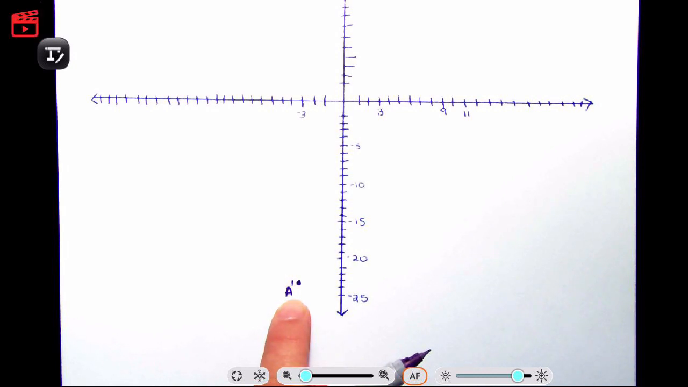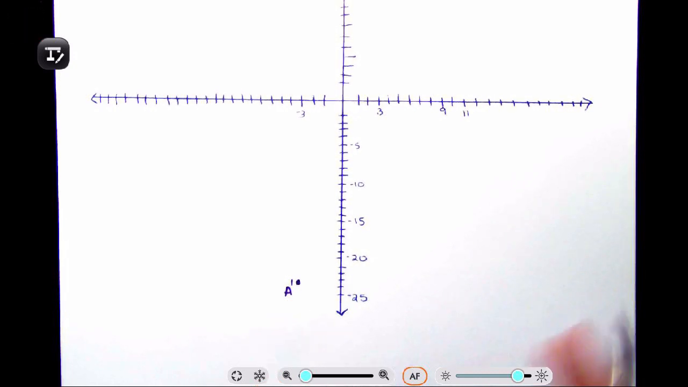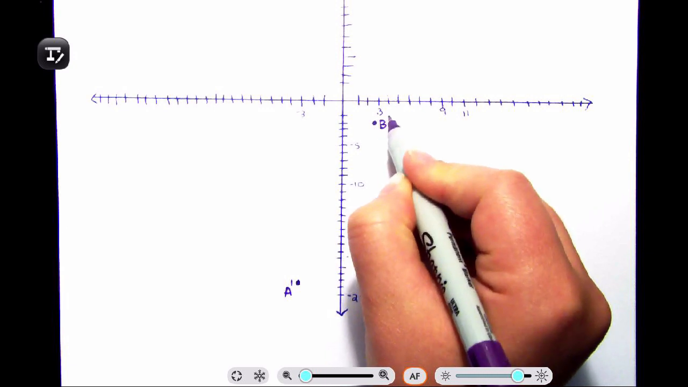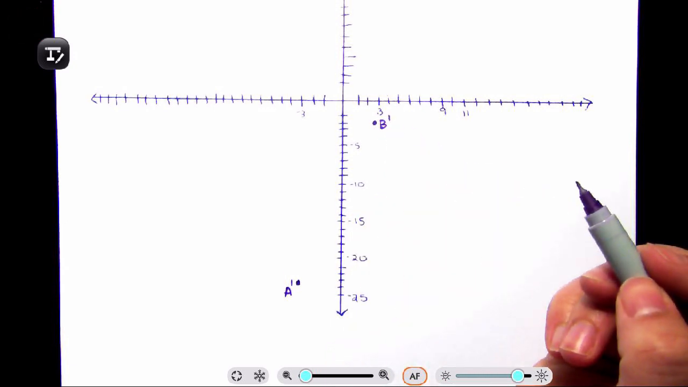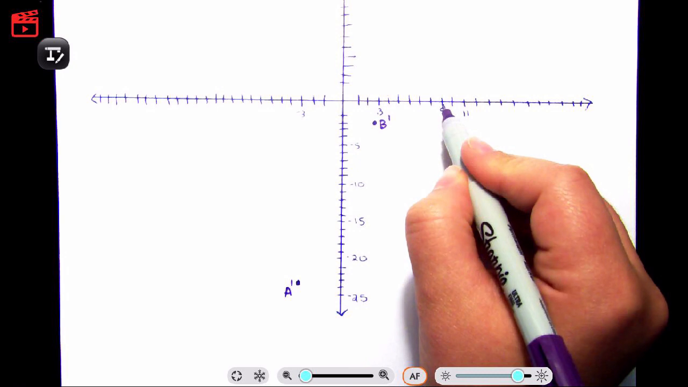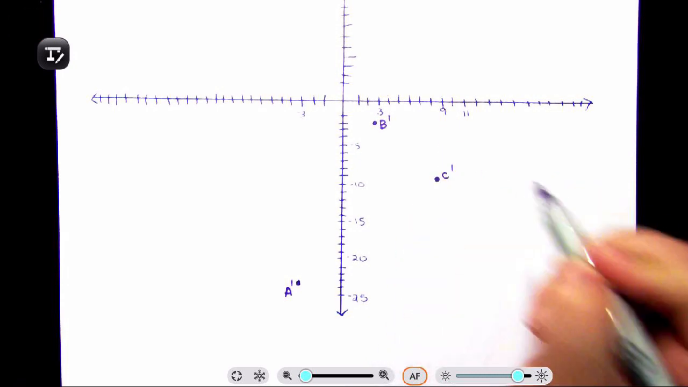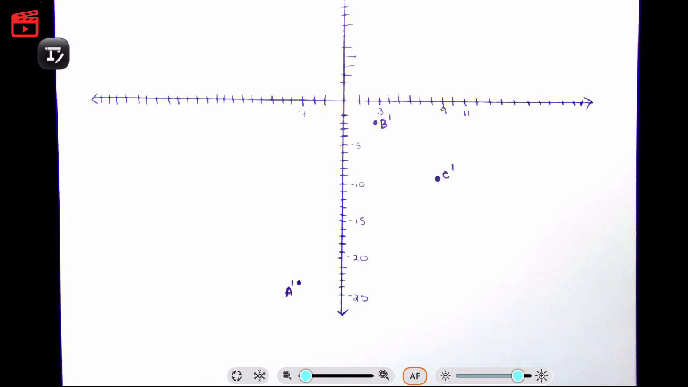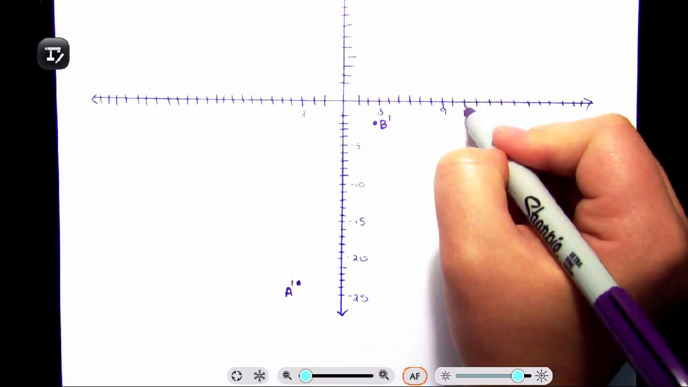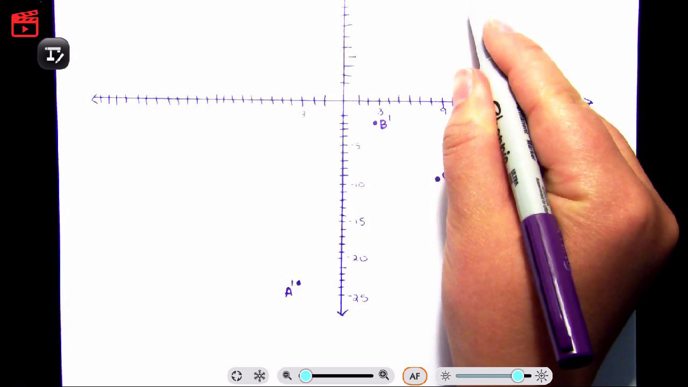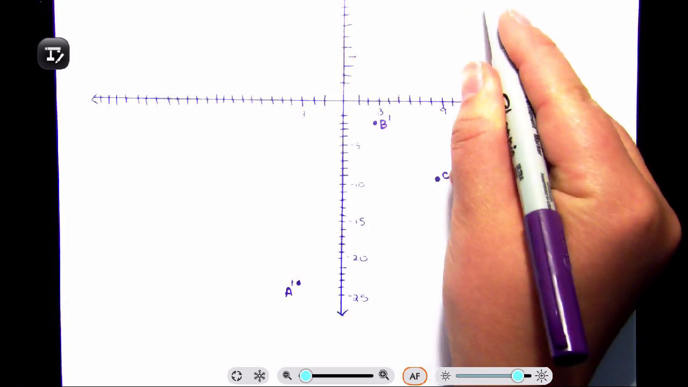Now I have B prime, 3 and -2. That's about here-ish. This is our B prime. Then I have C prime, which is at 9 and -9. So here's 9, here's -9. Again, I'm human, so it's about here-ish. And then D prime is 11 and 12. So here's 11, here's 12, about here-ish. And again, that's D prime.